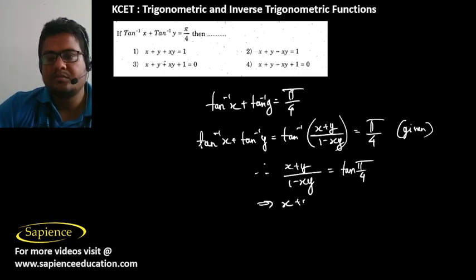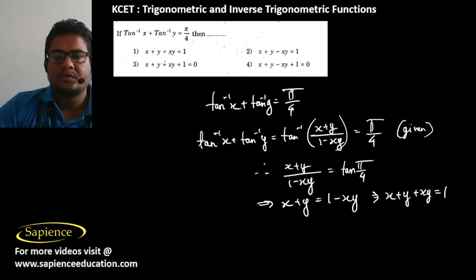Therefore we can say x plus y will be equal to 1 minus xy. So therefore x plus y plus xy will be equal to 1. So this is the required relation between x and y. So option 1 is the correct answer.